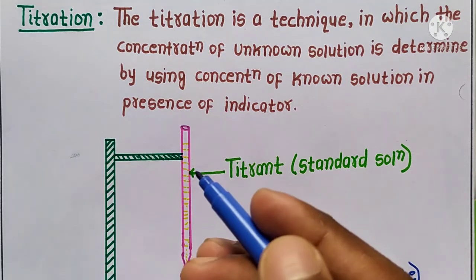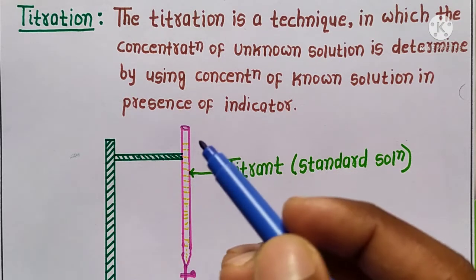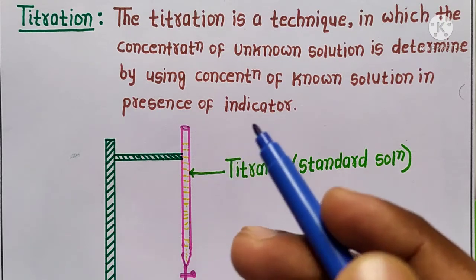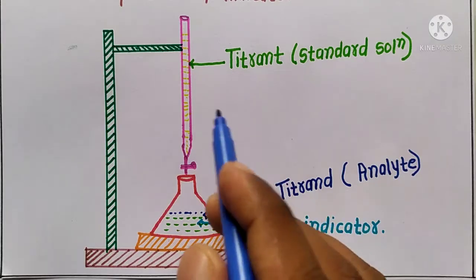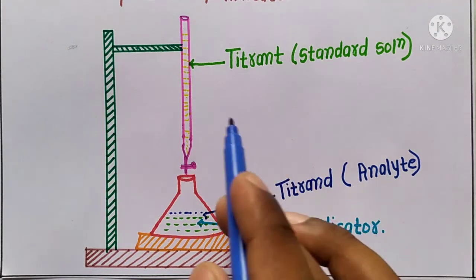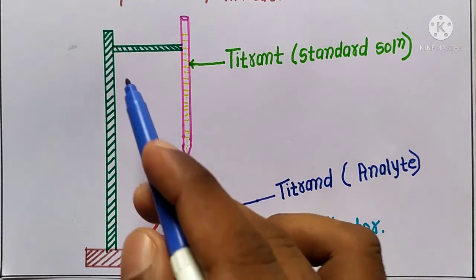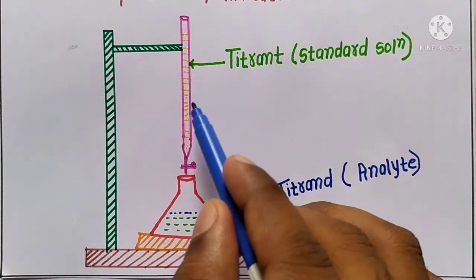So titration, basically, is a technique in which the concentration of the unknown solution can be determined by using the known concentrated solution in the presence of an indicator. Now this is the basic arrangement of the titration technique, which consists of the burette, conical flask, burette stand and a tile for shaking the flask. The titrant is placed in the burette.